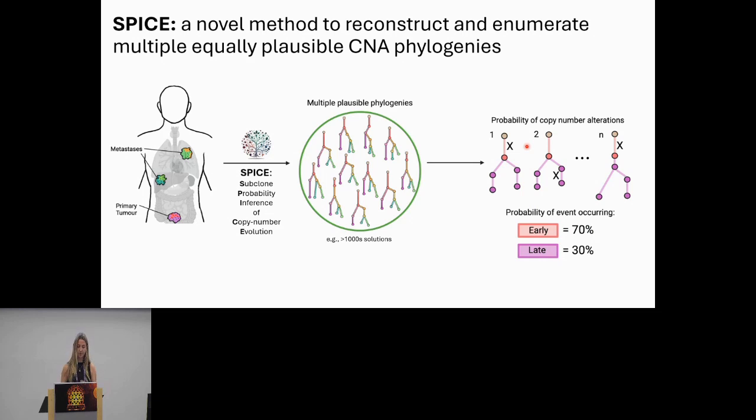In particular, we can also look at the probability of copy number alterations occurring at different times during tumor evolution. On the right here, we can see multiple phylogenetic trees where we have a copy number alteration denoted by the letter X that can occur either in early branches as shown in red or in later branches as shown in purple. By determining the frequency at which we observe this event within different trees, we can look at the probability of this event occurring either early or late. And we can apply this principle across the entire genome.